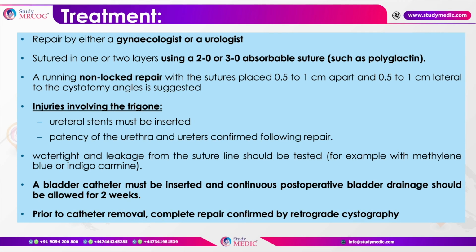Even after 2 weeks, if you're planning for catheter removal, first you should do retrograde cystography to see that the repair is adequate, and only then remove the catheter. In case you feel that there is still a leak, better to keep the catheter for another week and do retrograde cystography again.